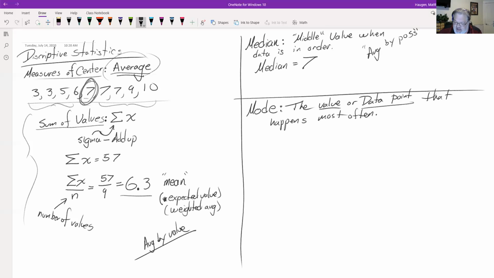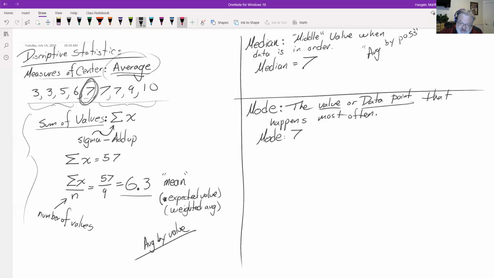So if we look at that data set, what number occurs the most often? Well, there are 2 3s. Everything else happens only once except for the 7s. The 7s happen 3 times. So our mode would be those nice 7s. Why? Simply because it happens more often than any of the others.